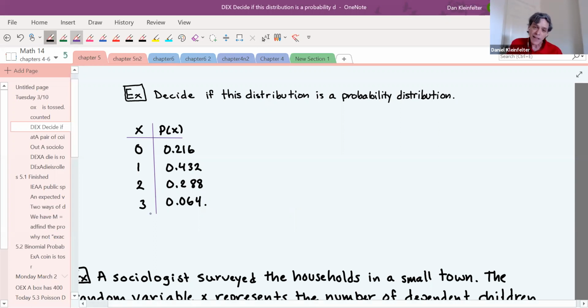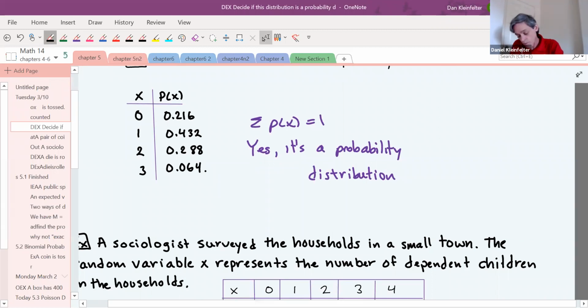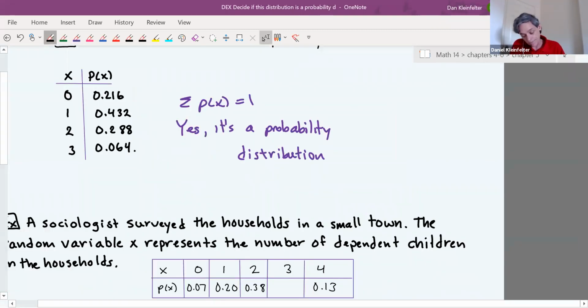So here we have a random variable X. There's no story that goes with this, so we're just going to assume that this is a random variable, numbers 0 through 3. And then there's probabilities associated with that. Each one is between 0 and 1, so it looks like the main thing is to make sure that they add up to 1. And sure enough, they do. Sorry about that. All right, so yes, it ended up being a probability distribution. All those probabilities added up to 1.